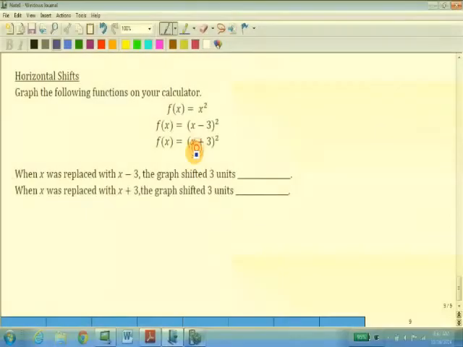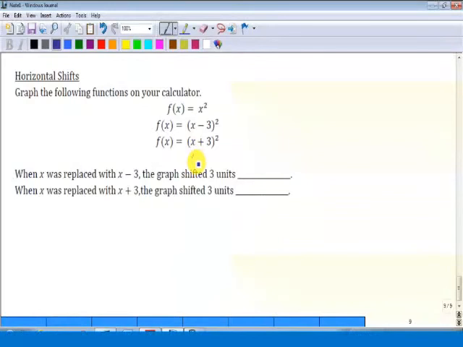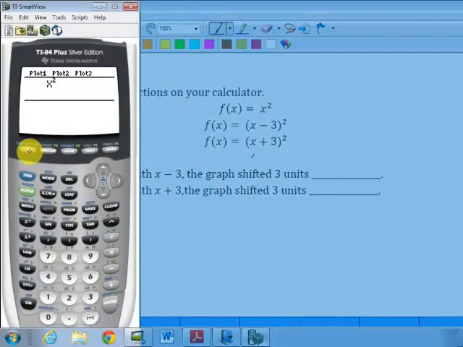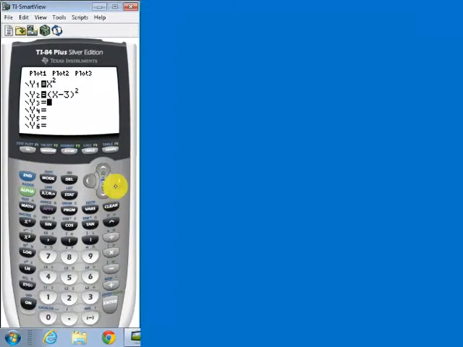Negative 3 would be the 0 of x plus 3 quantity squared. So if we were to graph x plus 3 quantity squared, the plus might make us think, okay, looks like we're adding 3 to the x's, so we would think it's going to the right, when actually it redraws the x squared and then shifts the graph 3 units to the left. 3 units to the left.